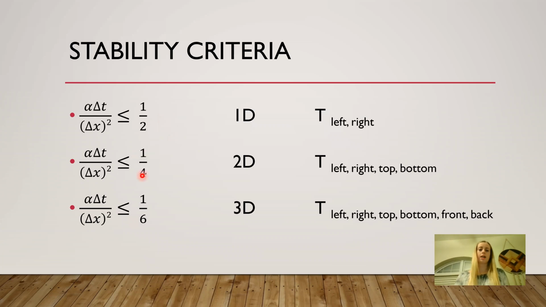So we're going to have to get a tighter and tighter range as we go from 2D to 3D, just because we have more T values that we're dealing with based on the increase in dimensions. So for 2 dimensions, we have left, right, top, and bottom, and then we add front and back dimensions for that 3D.